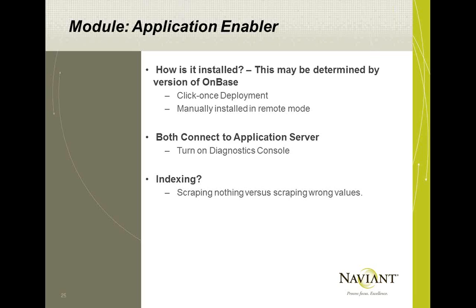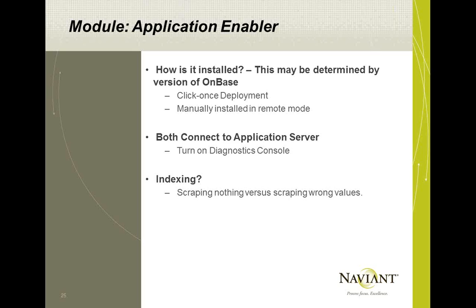Now, if you are using App Enabler to index, a good question to ask, or a good thing to find out from your users, is: is nothing scraping? Is it scraping the wrong values? Are the components running? If the components are not running, it's not going to scrape anything at all. So that is at least a good place to start.